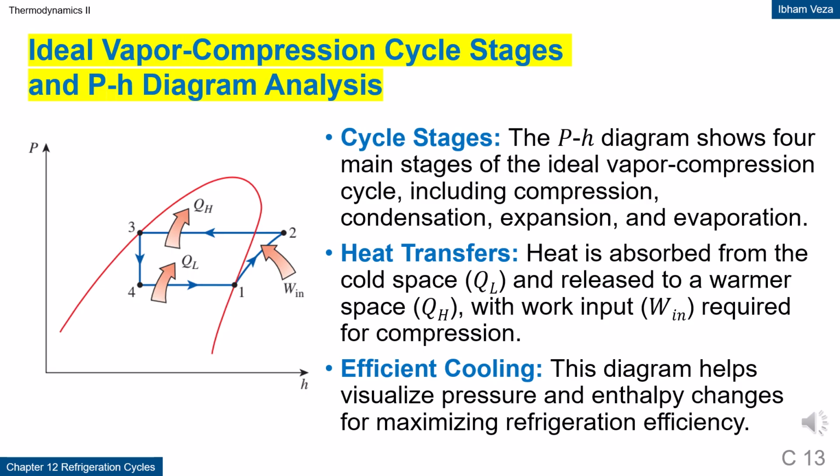Ideal vapor compression cycle and ph diagram. The ph diagram is used to visualize pressure and enthalpy changes during an ideal vapor compression cycle. The four main processes are compression, condensation, expansion, and evaporation. Heat QL is absorbed in the evaporator, and heat QH is rejected in the condenser, while work Win is supplied to the compressor. This diagram is very useful for numerical performance calculations. With this diagram, the cycle efficiency can be analyzed quantitatively.